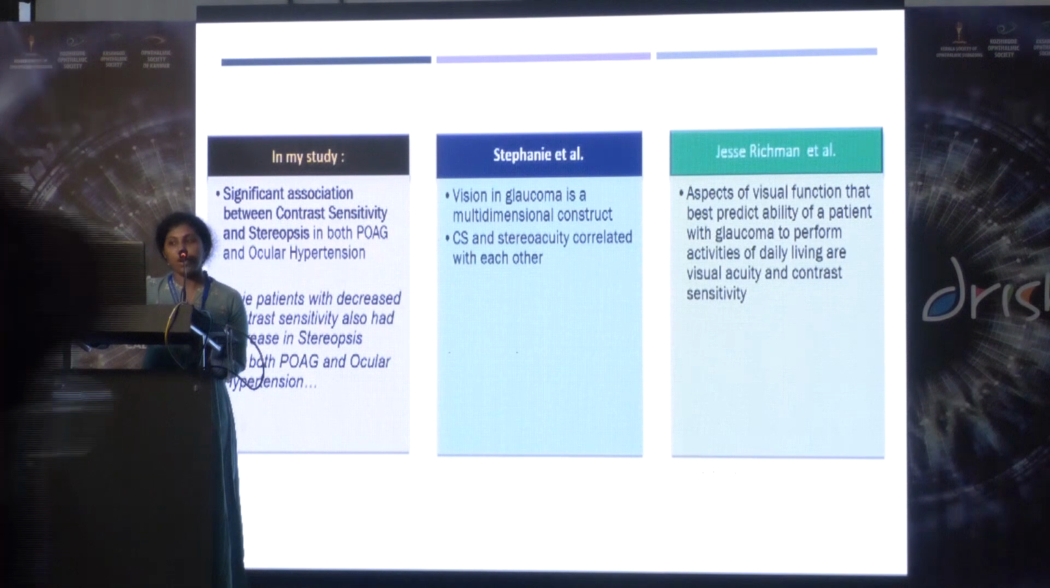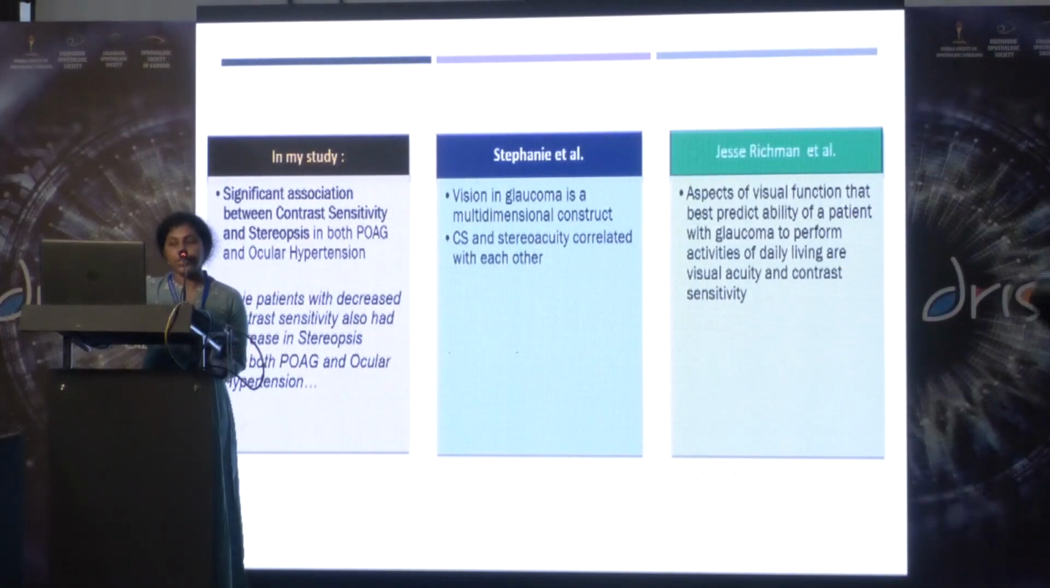This was similar to other studies done by Stephanie et al., who said that vision in glaucoma is a multidimensional construct and that contrast sensitivity and stereo acuity correlated with each other. A study by Jess Richman et al. showed that the aspects of vision that predict the ability of a patient with glaucoma to perform activities of daily living are visual acuity and contrast sensitivity.